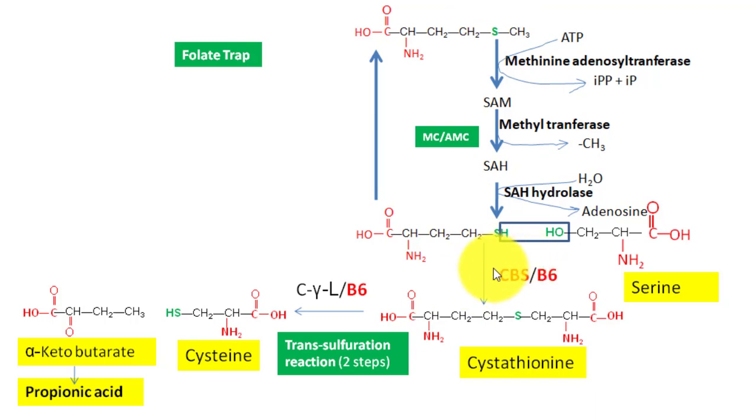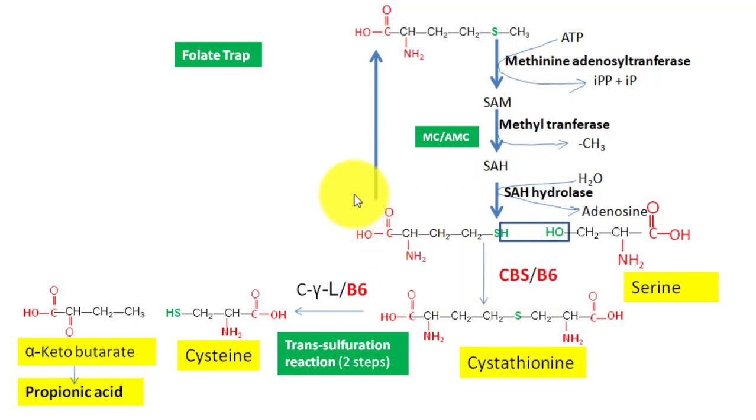Now this two-step reaction is called the trans-sulfuration reaction, because sulfur is being transferred. So what happens if there is a blockade in this pathway? If this enzyme is deficient, homocysteine will accumulate here. Homocysteine will not go down. Because of that, homocysteine level will rise, and there is a second pathway for homocysteine. It will go to this pathway, and ultimately this homocysteine will convert into methionine. So methionine concentration will also be high, and homocysteine concentration will also be high in cystathionine beta synthase defect.